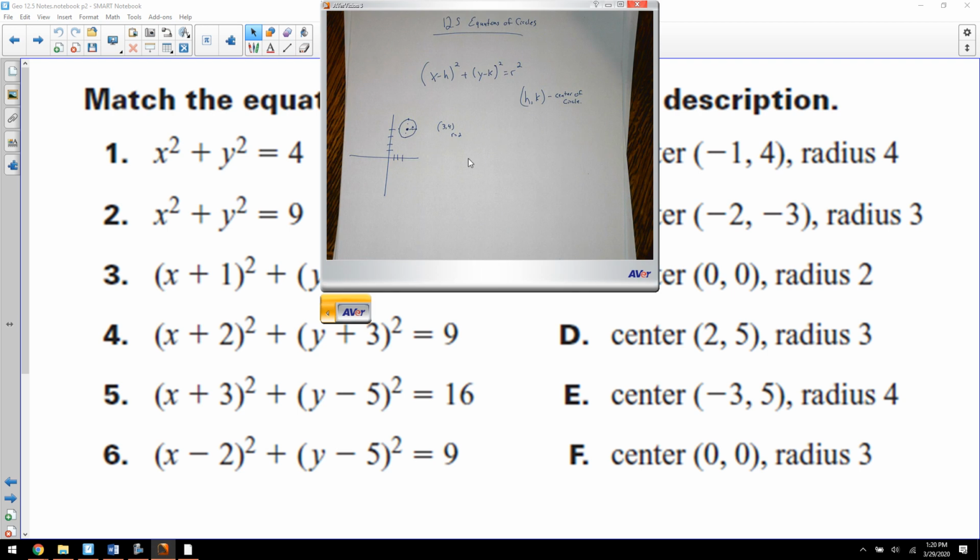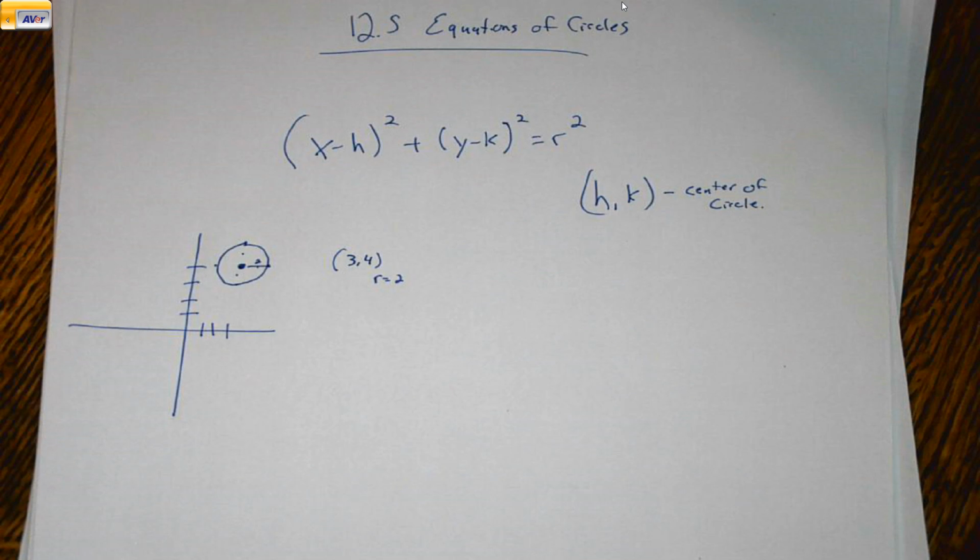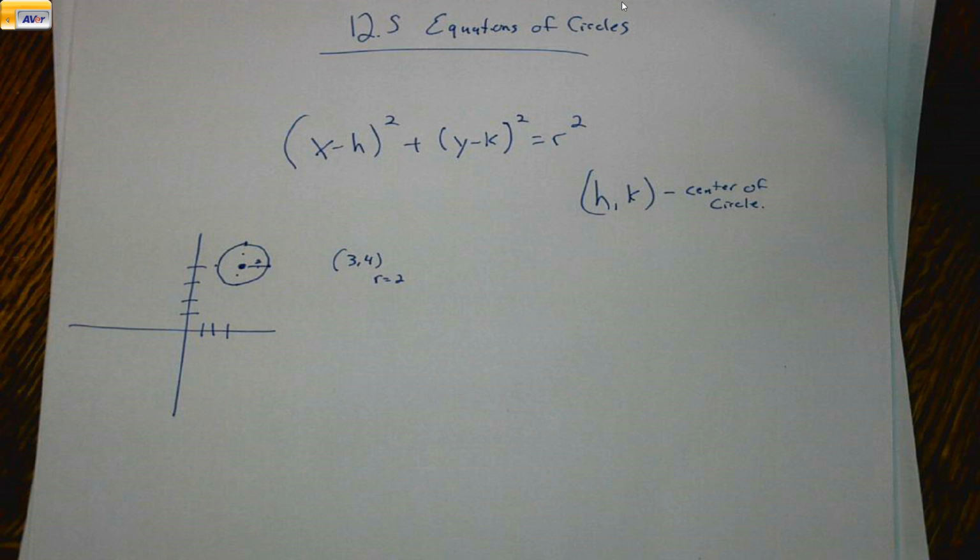Today we are going to do some really simple stuff. I'm setting it up, and I'm going to try and use the Elmo today and just do a quick little write out this way. I think it's a little bit easier to do it this way instead of trying to write on the computer screen. So, first things first, we have the last little bit of the circle unit to go through. It's called equations of circles.